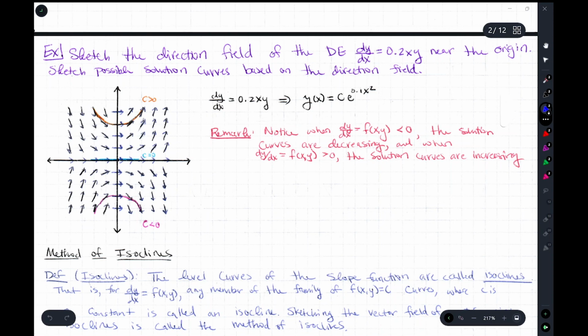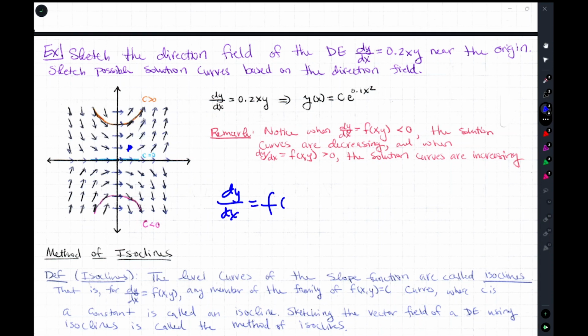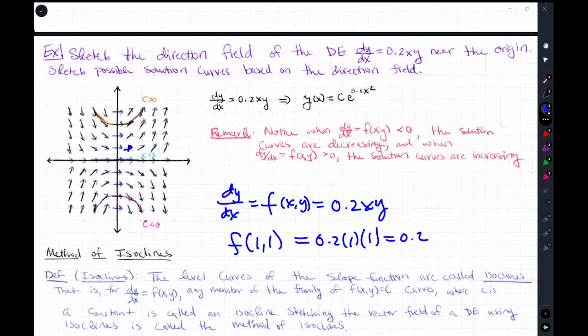For example, say I wanted to know the direction field at the point, say 1, 1, which is like around here. Okay, so I have this dy/dx is equal to f(x,y) is equal to, of course, 0.2xy. And so f(1,1), which is the slope at the point 1, 1, is going to be 0.2 times 1 times 1. And so you get a slope of 0.2. And so you'll draw an arrow there with a slope of 0.2.